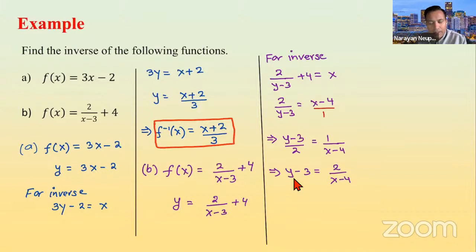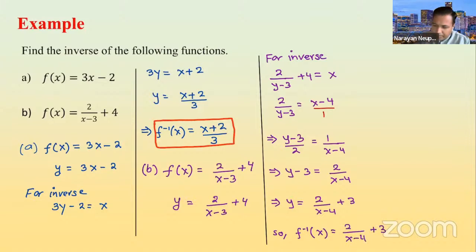And finally, the value of y that we want to find, I need to move this negative 3 to the other side, so it will be positive 3. So it will be y equal to 2 over x minus 4 plus 3. So this final value of y that we get here, 2 over x minus 4 plus 3, is our inverse function. So we write f inverse x is equal to 2 over x minus 4 plus 3.